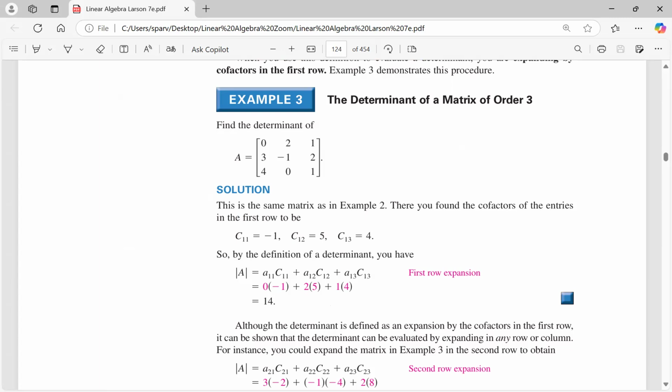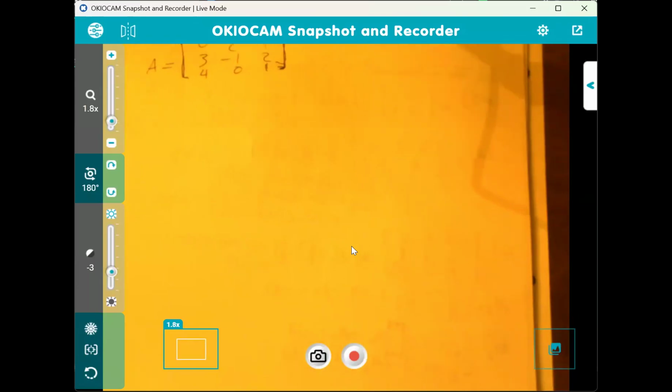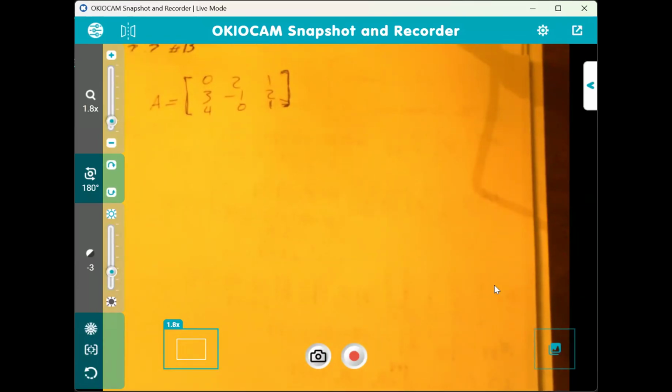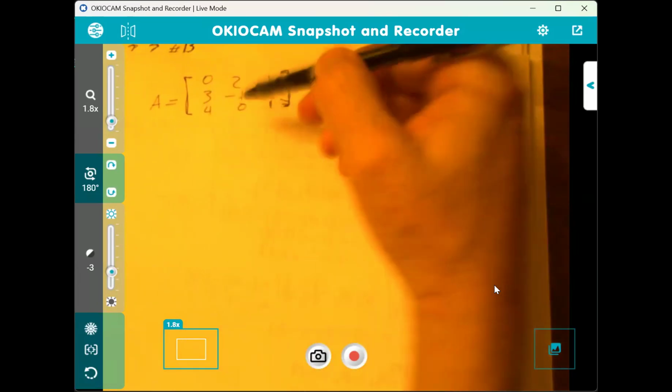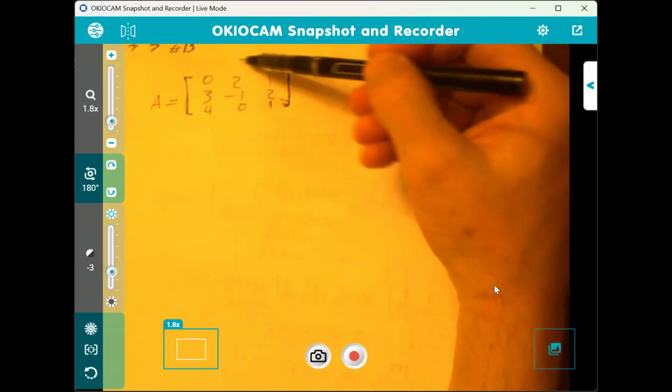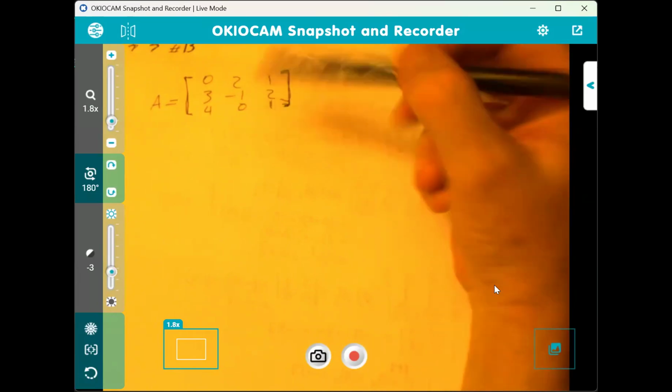Should we go with the second column? Would that be okay? Let's try second column here. Okay. Remember, he did first row. We're going to do second column. We're going to expand by cofactors about the second column, this column.